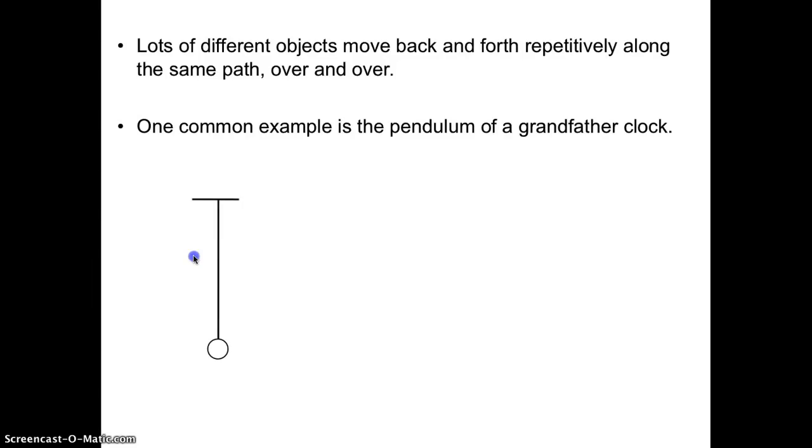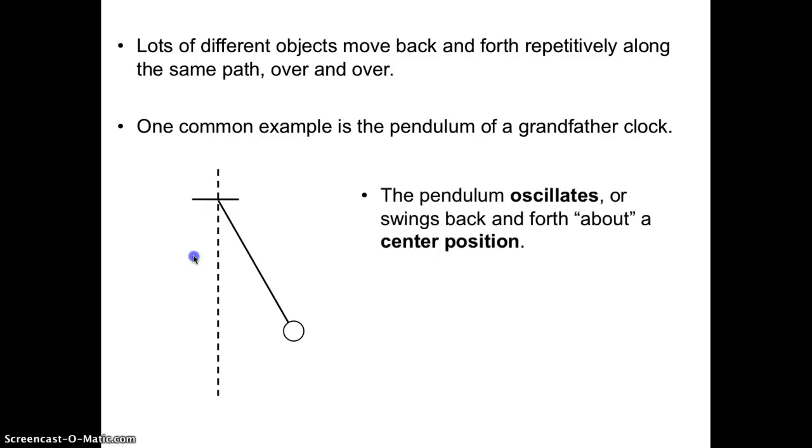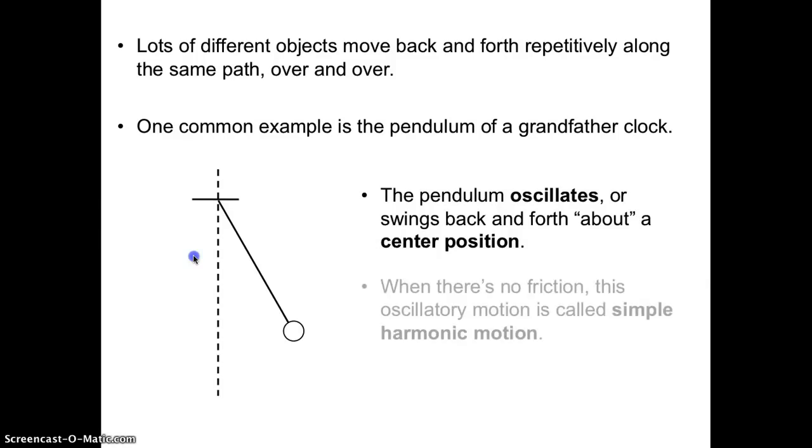The pendulum hangs down, and if we pull it to one side from the center position and we release, it'll move back and forth like this. The dotted line shows the center position of the pendulum's repetitive path. And when the pendulum moves like this, we say it oscillates, which simply means to swing back and forth about a center position. When there's no friction, we call this type of oscillatory motion simple harmonic motion.